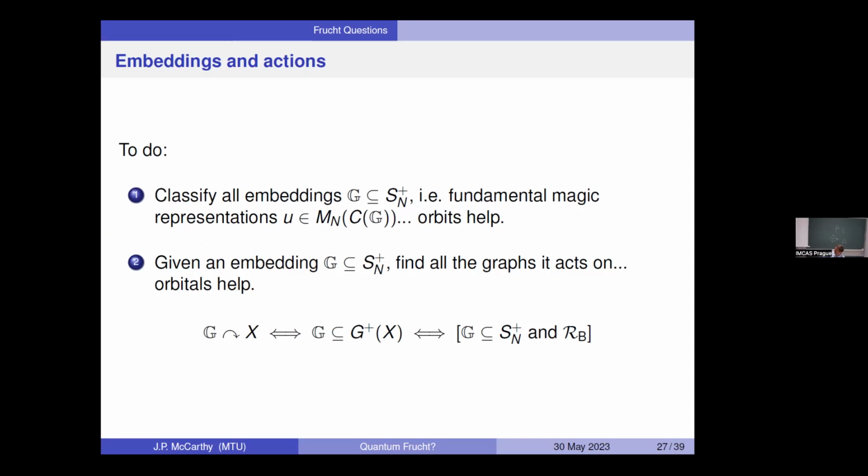What would it mean to act on the graph? It would have to be a quantum subgroup of this, which is to say that, once you write that, it has to satisfy Bijan's relation, something like this. So we want to find all the embeddings, and then we want to look at all the graphs that all the embeddings act on. So it's a massive problem at this point.